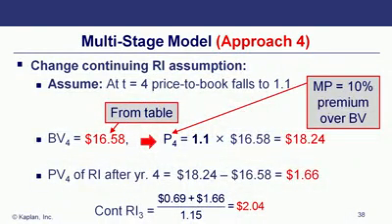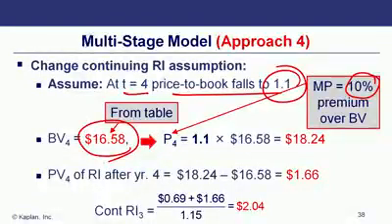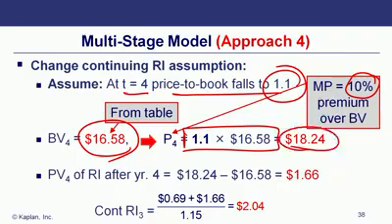Going down, we have a multi-stage model in which, in this case, we're changing the continuing residual income assumption. At time 4, the price to book falls to 1.1. All right, so that means that the market premium is 10% over the book value. So in the future, the market is thinking that residual income into the future is essentially going to be 10% over book value. So what I'm looking for is that continuing residual income in that last period. I know my book value from the table at the very end of the table. The book value at the very end is $6.58. Now, 10% over that is what? $8.24. That premium is $1.66. That means that over top of its book value, I have an additional $1.66.